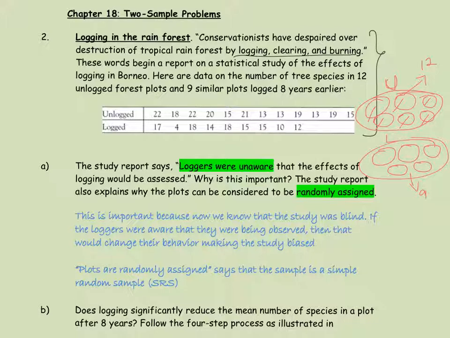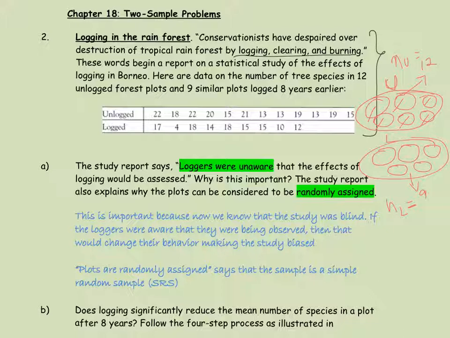We use the subscript U for unlogged and L for logged. So we say n_U is equal to 12 and n_L equals 9. So it's more convenient to use the letters that remind us of the samples, so we know which sample we are referring to each time.